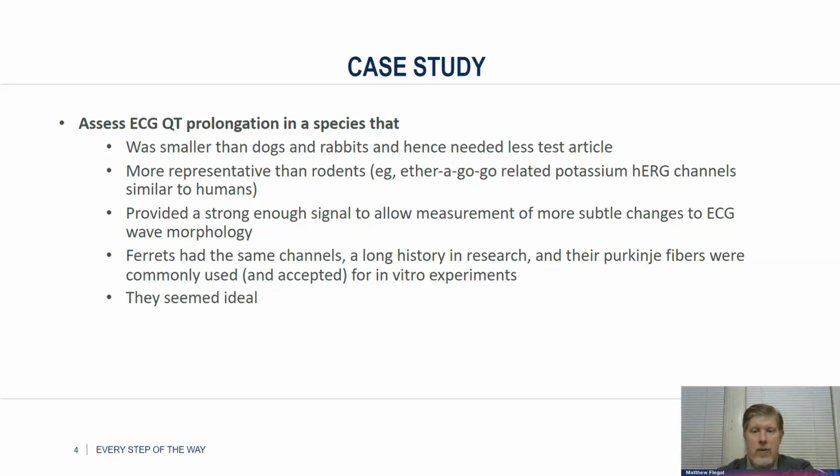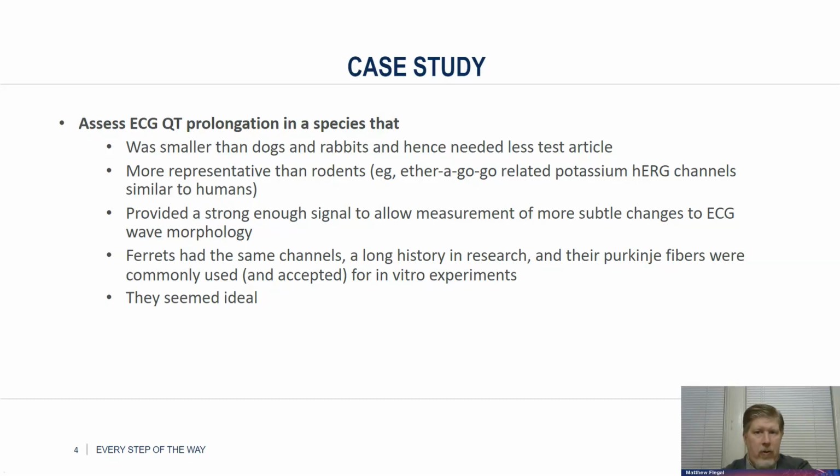So normally you would go to rodents. Rodents aren't good in this case because they don't have the primary potassium hERG channel that is indicative of sudden cardiac death. So you need something that is going to match humans. It needs to be predictive. Needs to have a strong enough signal. So that's another problem with rodents.